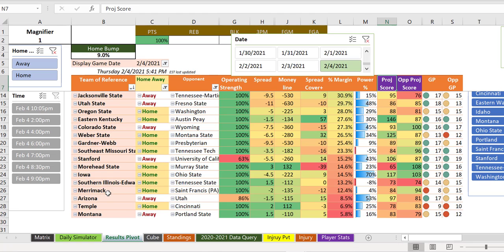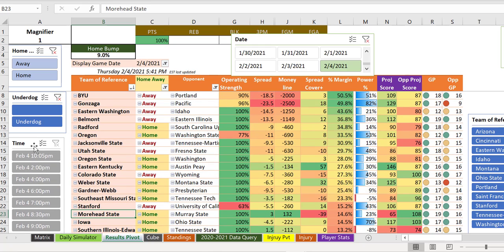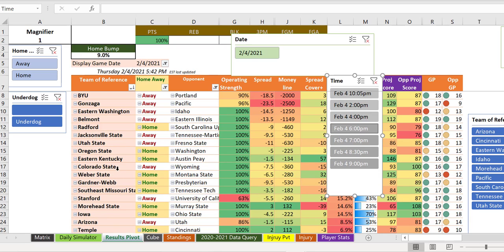I don't know what it means yet, but we'll work on that as well. I really like this Morehead State. What time is that game? Now there's a slicer over here for time, so we can figure it out by just clicking around and say, all right, is that game after 6 p.m.? I could make a bet on that based on when I'm recording this. The answer is yes, it is.